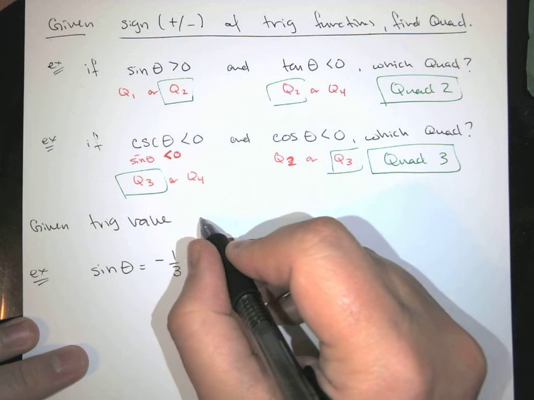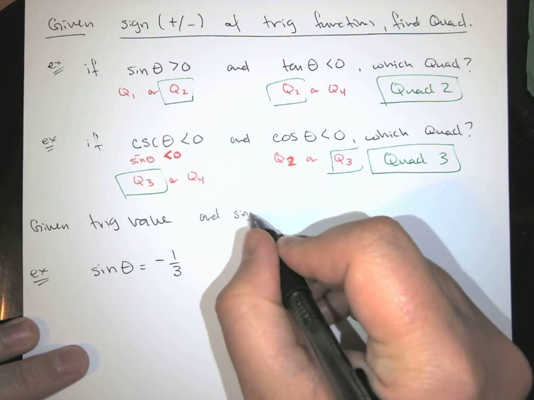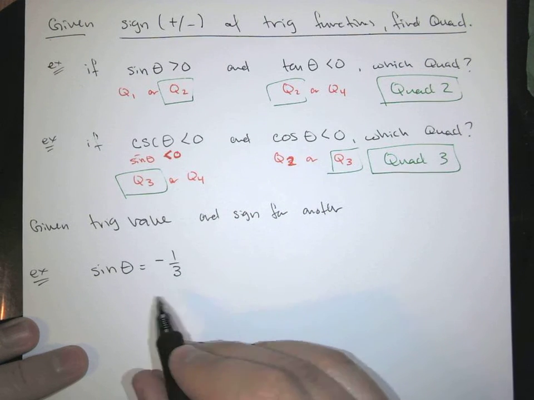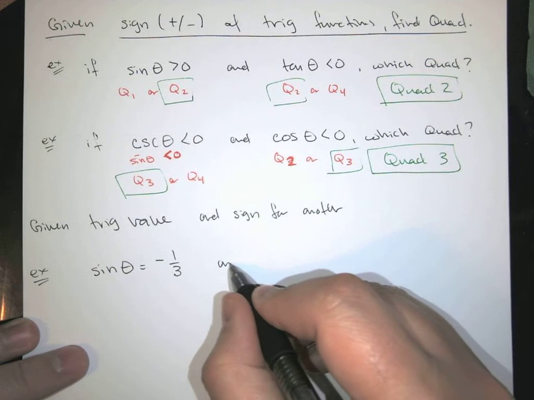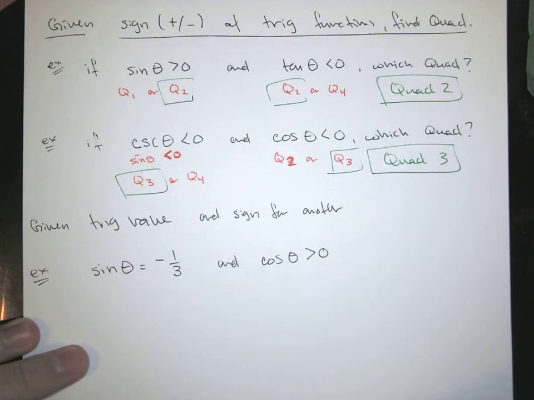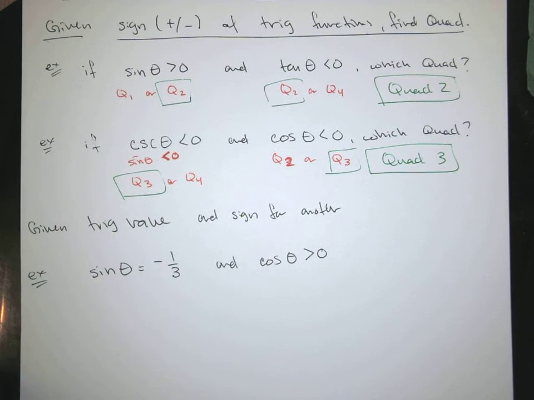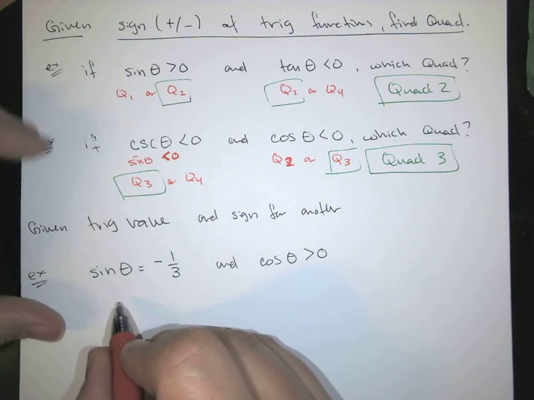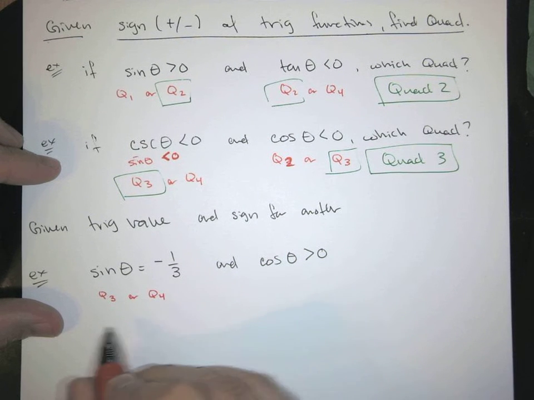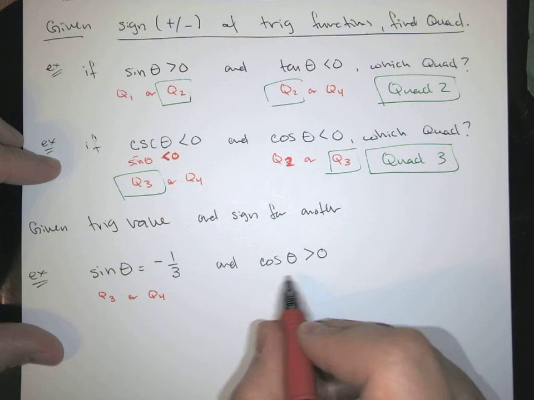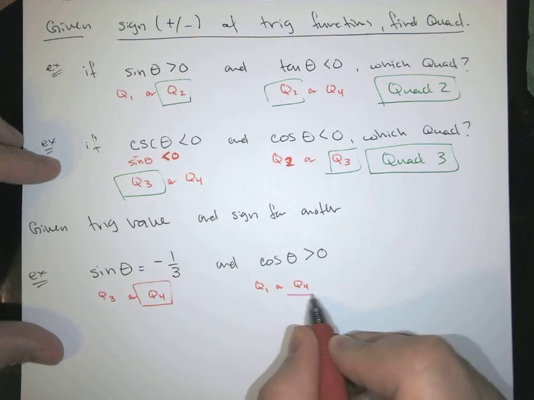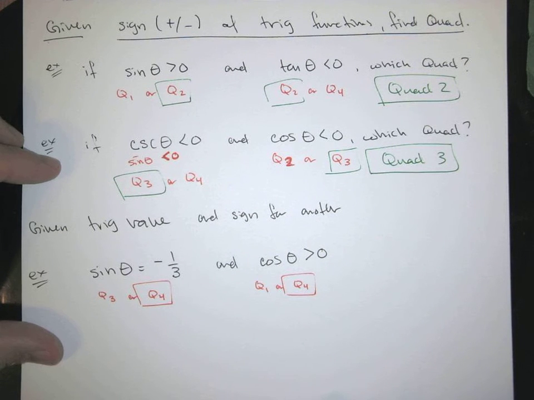So given a trig value and a sign for another, let's say the sine of theta is -1/3 and cosine of theta is positive. Now this is really something, right? Sine of theta is -1/3, in particular this means it's negative. So the same thing we were just doing: that's quadrant 3 or quadrant 4. Cosine is positive, that's quadrant 1 or quadrant 4. With those two pieces of information together, it must be the case that I'm in quadrant 4.